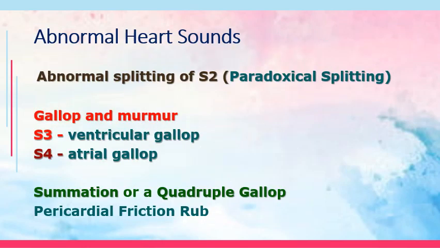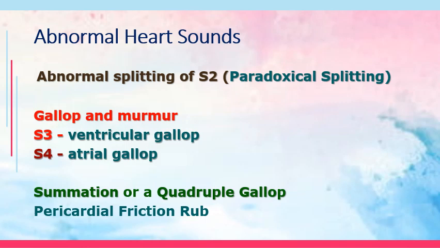Then you have your abnormal heart sounds. Your abnormal heart sounds could be, one, abnormal splitting of the S2. So your abnormal splitting of the S2 or paradoxical splitting of your S2 can be heard among patients with myocardial depression. It is also present among patients with myocardial infarction, left BBB or your left bundle branch block, aortic stenosis, aortic regurgitation, and then right ventricular pacing.